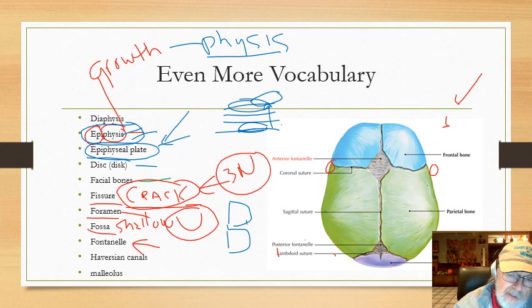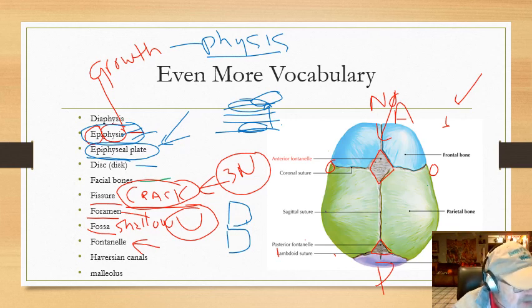If you look at the fontanelles, they look different. This front right here, the nose would be up in here. So this is anterior, this is posterior here. The anterior fontanelle is really big and it's diamond shaped. The posterior fontanelle is smaller and it's triangular. So when the baby's coming down the birth canal, the obstetrician or whatever the case may be wants to know what position the baby's coming in.